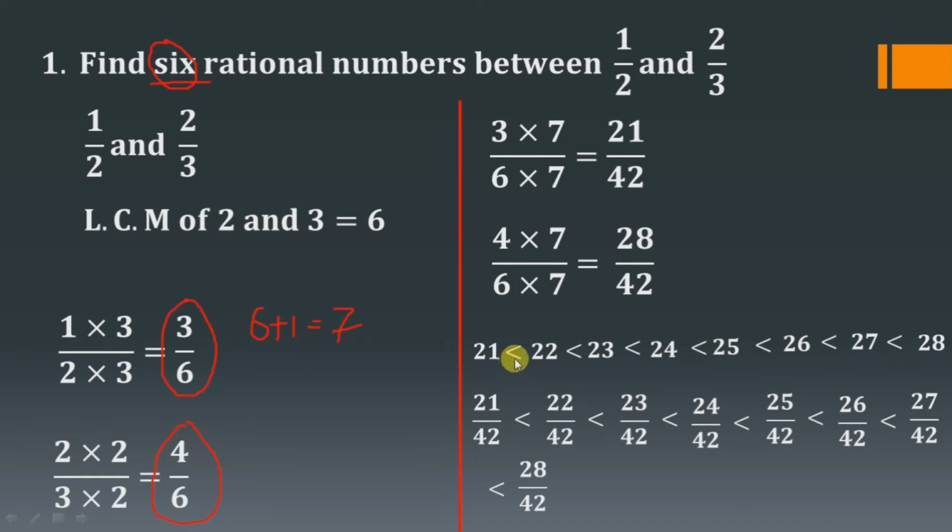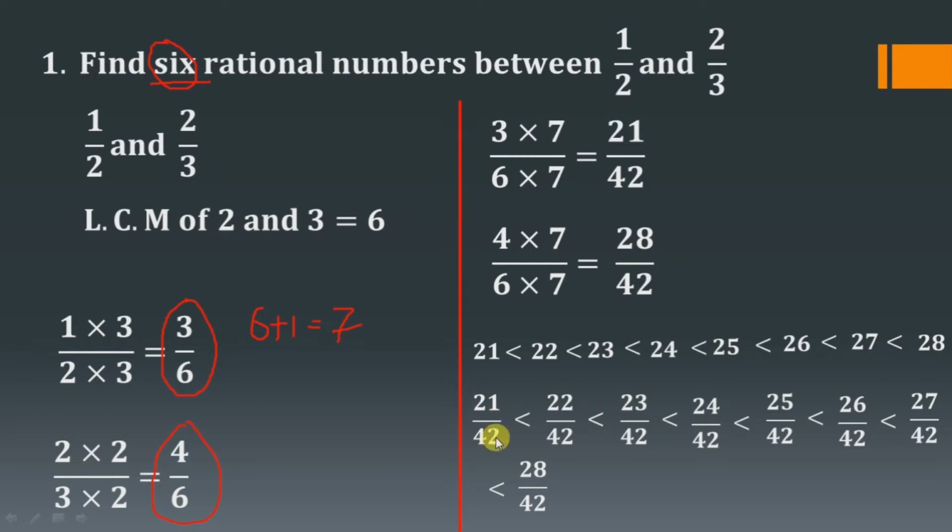We know that 21 is less than 22, less than 23, less than 24, less than 25, less than 26, less than 27, less than 28. But I have 21 by 42 and 28 by 42. So now I'll divide all these numbers by 42.